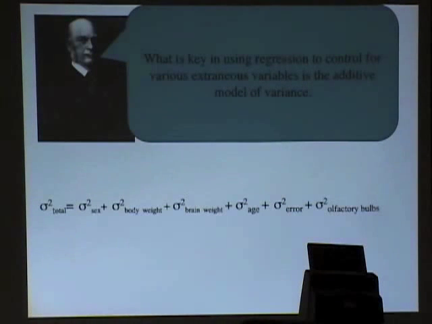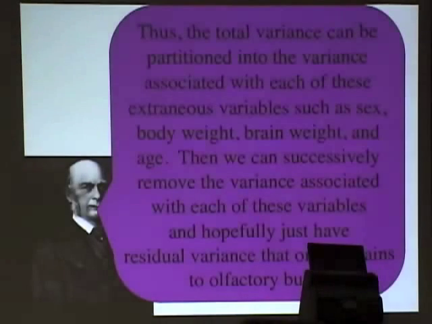So what we're going to try to do is use this technique to get rid of the variance that's due to sex, to get rid of the variance that's due to body weight, to get rid of the variance that's due to brain weight, to get rid of the variance due to age, and that's going to leave us with the variance that's unique to olfactory bulbs, and unfortunately, error too. All right, so that's the plan.